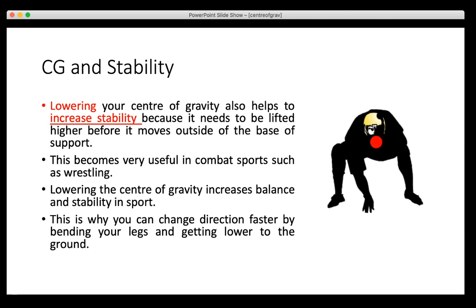So why? To keep the CG closer to the base of support, so that they become more stable, and when they are more stable they can be very fast, right? So the same principle applies to the human body. If you are lower, then you are more stable and you can be faster in your movements. So in this way CG helps you become very agile and balanced as well. I think this is clear now.